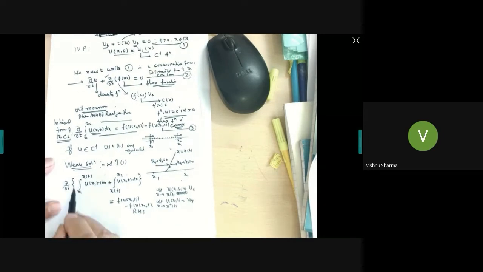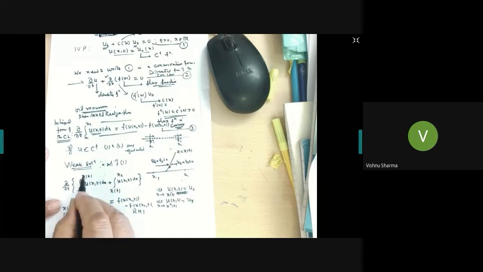So using Leibniz rule, what do we get from here? The first term we are going to get is the integral of the partial of u with respect to t, from x1 to x of t, dx. This is the first term, plus this function evaluated at the upper limit. So in fact, what is this? It is nothing but u at what?